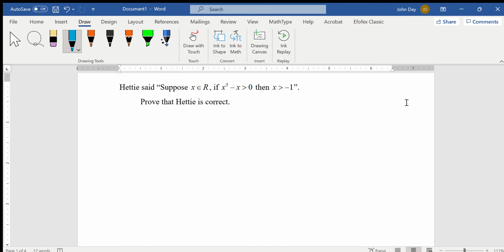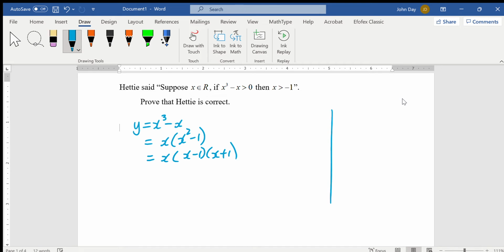So we've got to show that if x cubed minus x is bigger than 0, then x is bigger than minus 1. I reckon it's a good idea to draw a picture of what's going on just to explain this question. But we're going to use the contrapositive because that's the exercise that we're doing. So we've got a cubic, y equals x cubed minus x. So that's like x into x squared minus 1. So that's x minus 1 and x plus 1.